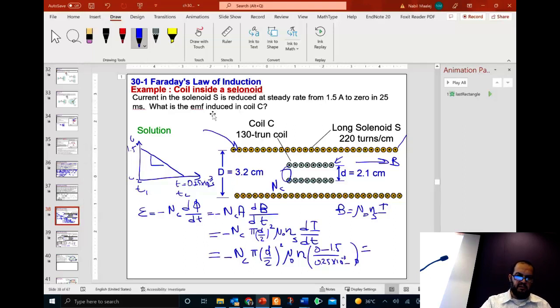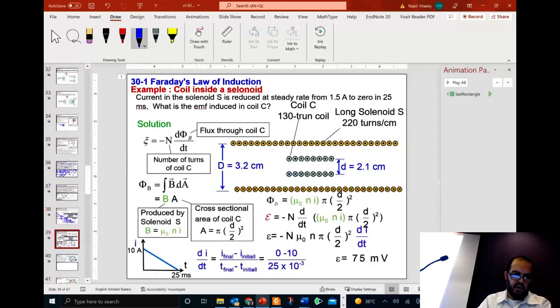You just have to be careful with the unit, because here it says 20 turns per centimeter, so you have to convert it per meter, okay? So that's 20 times 100 turns per meter, and you find the final result. So if we look at the numbers, this is the same steps that we have done. We have determined the slope of the current, and we replaced it here, and we get an induced EMF of 75 millivolts.